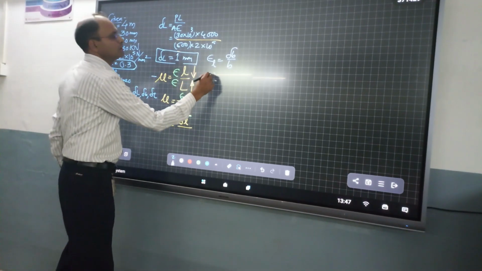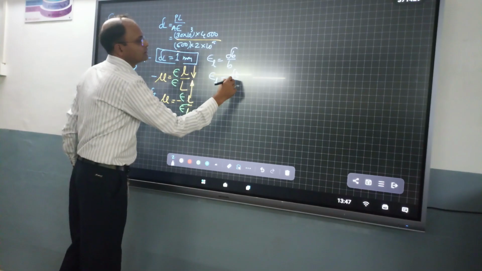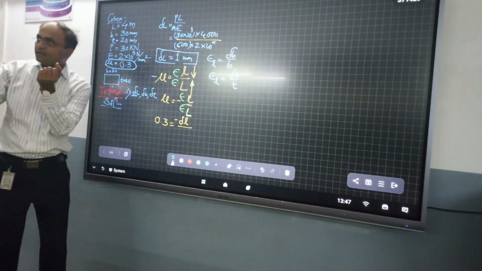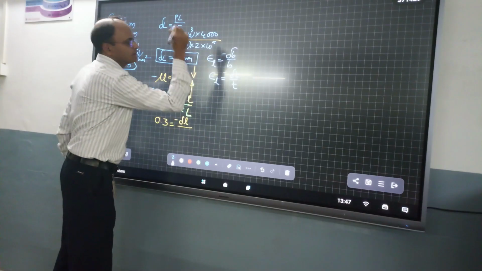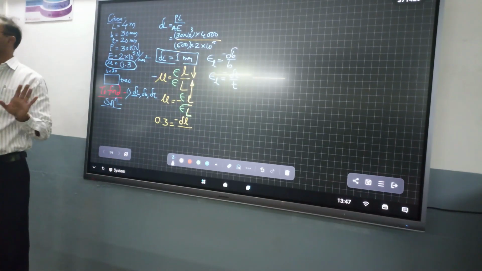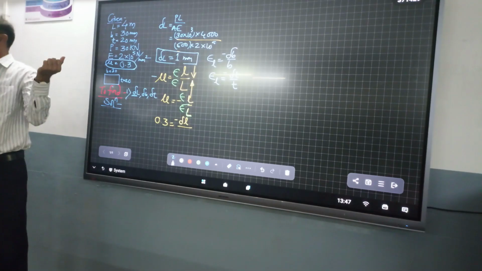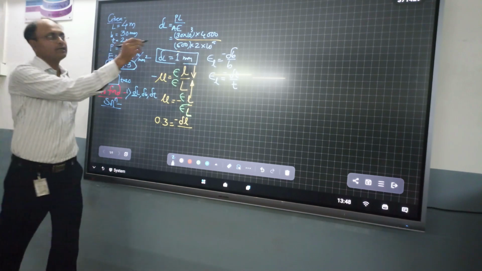Or what is the other value? Delta t upon t. But when the length increases, what happens? These two reduce. That's why we attach a minus sign with it. Have you understood the concept? Yes, sir. I hope you understood the concept here. If length increases, breadth and thickness reduce. Both of them reduce. That's why we write a negative sign with them.